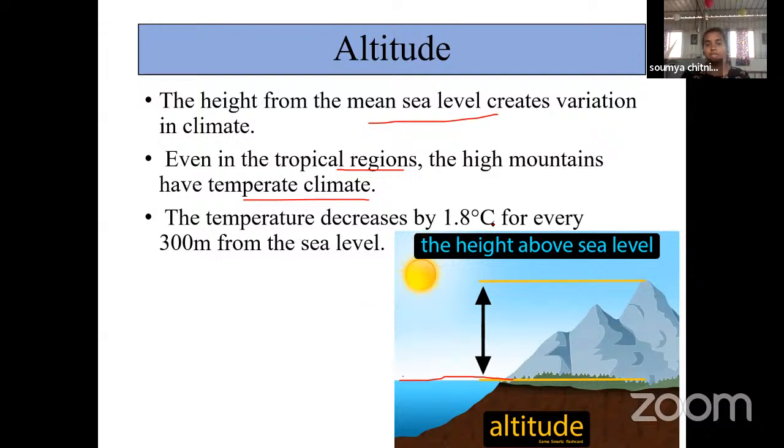The temperature decreases by 1.8 degrees Celsius for every 300 meters from the sea level. You can imagine, if you have been to Dehradun or Mussoorie, you can find the difference in temperature compared to the lower areas, right? So that's how altitude and latitude matter.